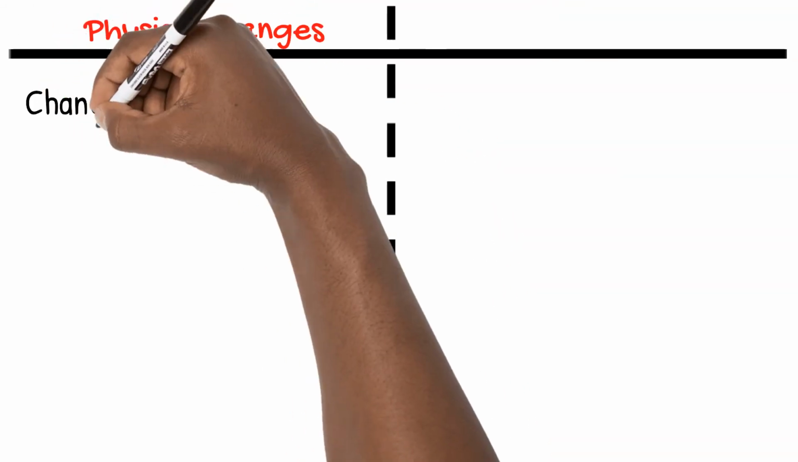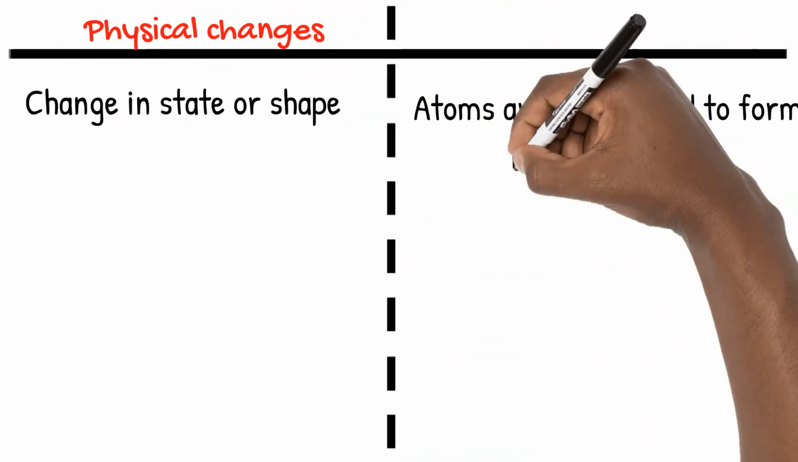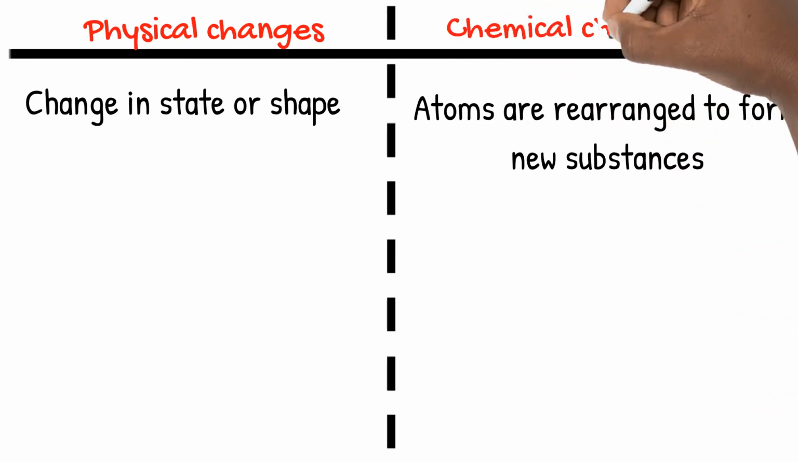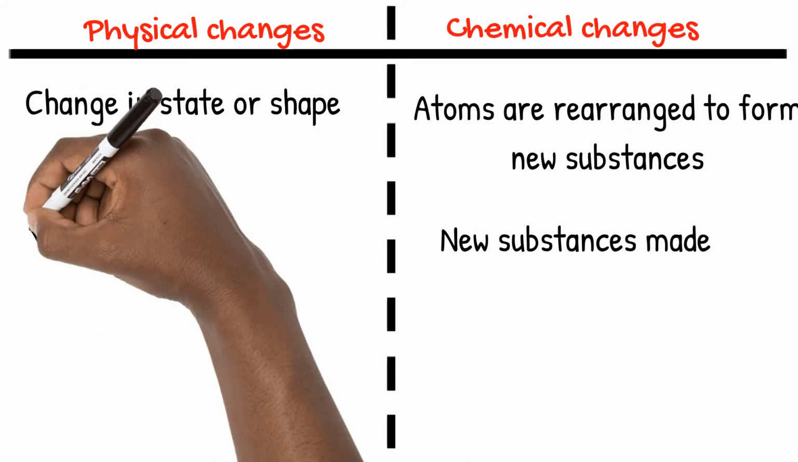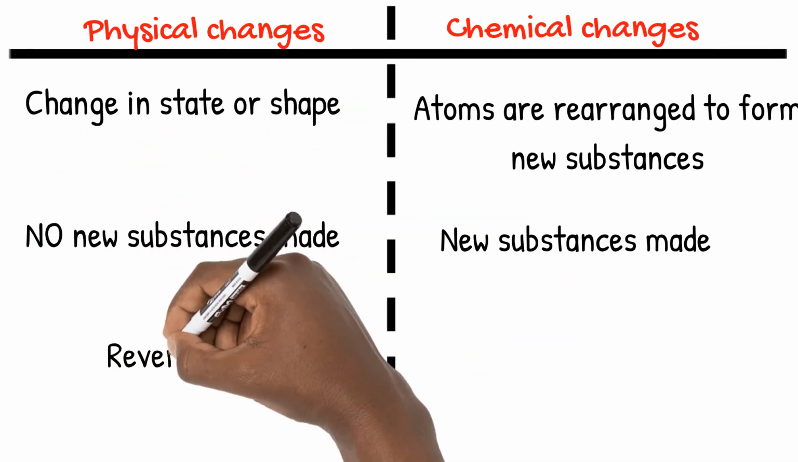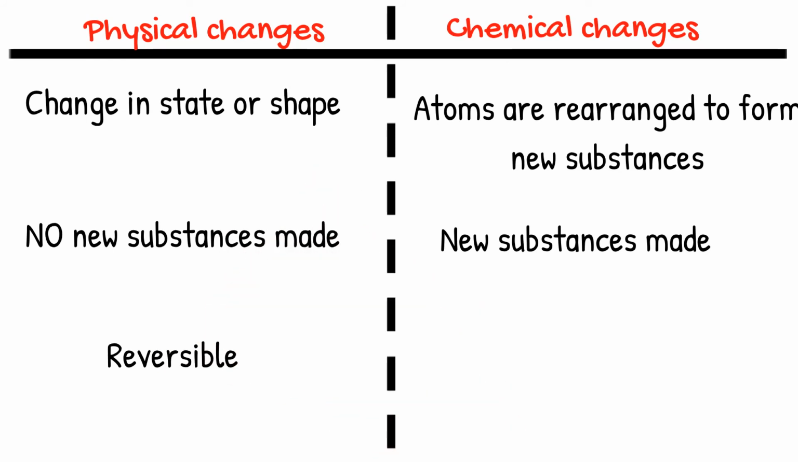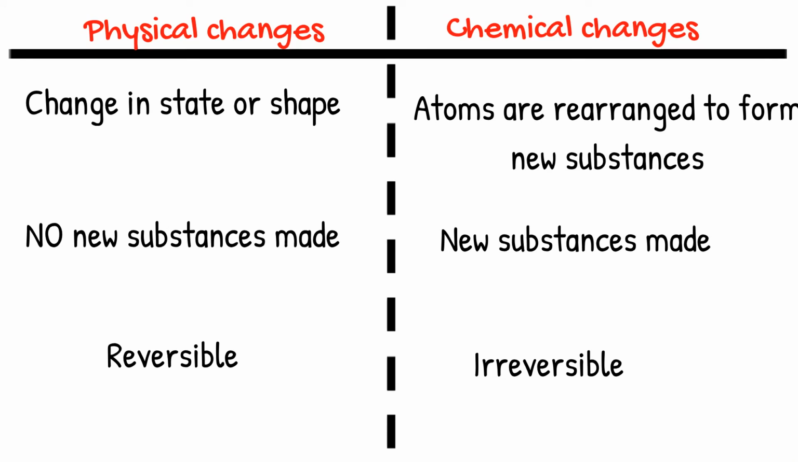In summary, physical changes result from a change in state or shape, whilst the rearrangement of atoms to form new substances results in a chemical change. So new substances are formed during chemical changes and no such thing can happen in physical changes. Well, you can get back what you put in during a physical change, but you might as well forget it if you try doing that in a chemical change because it's nearly impossible to do.